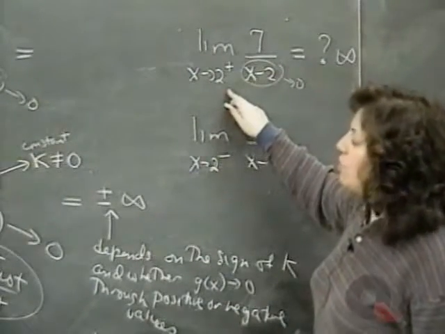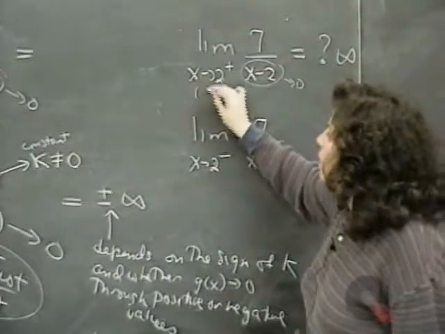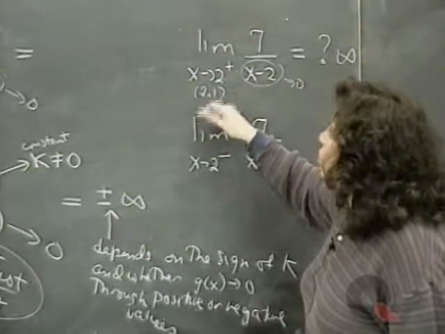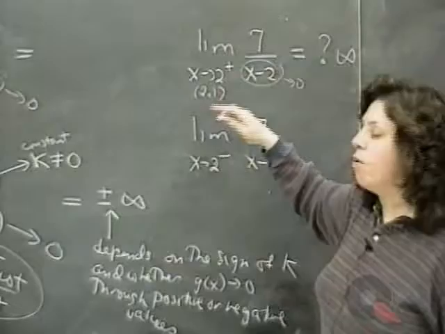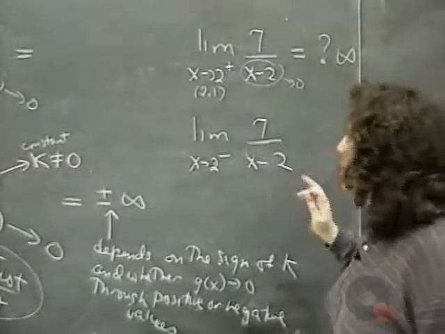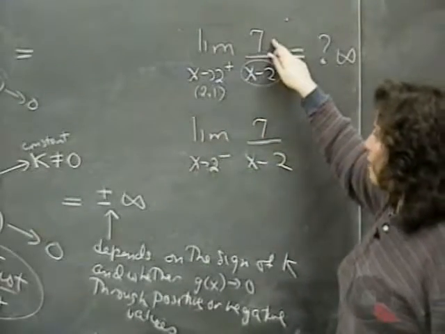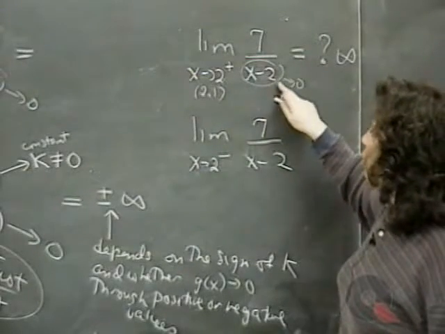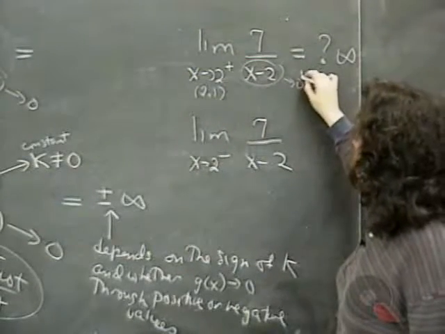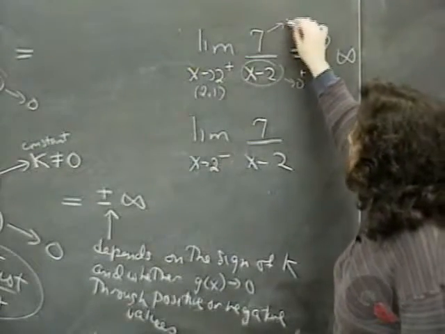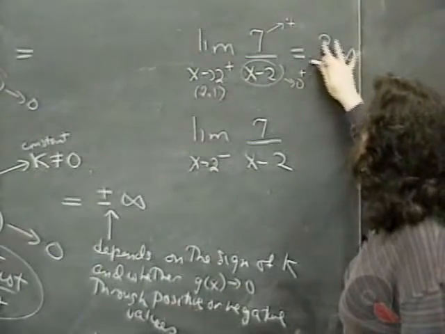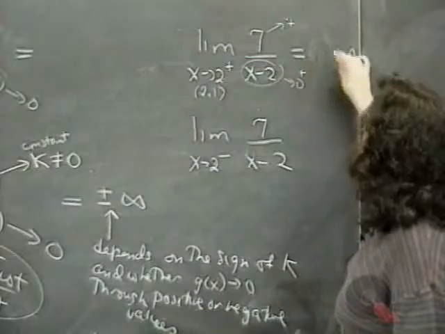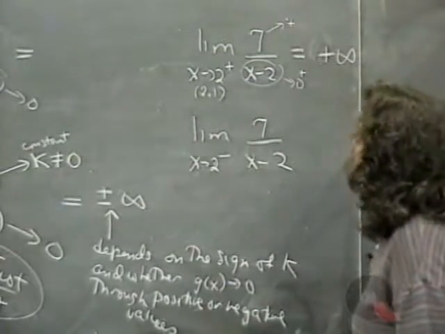As x approaches 2 through values greater than 2, for example, 2.1, 2.01, 2.001, it's getting close to 2, but always bigger than 2. The top is positive, of course, here, but the numbers that are greater than 2, when you subtract 2, you're approaching 0, but you're positive. So this is positive over positive, so the sign of the infinity is going to be plus.